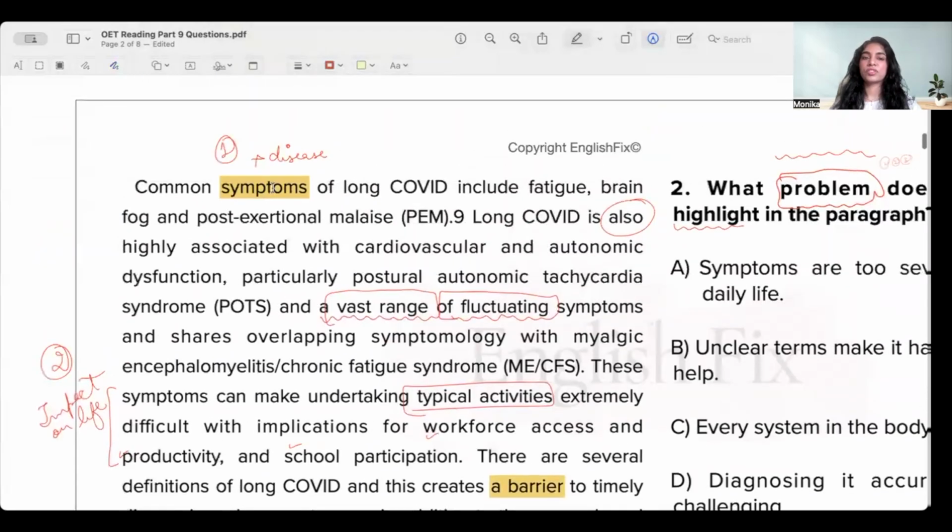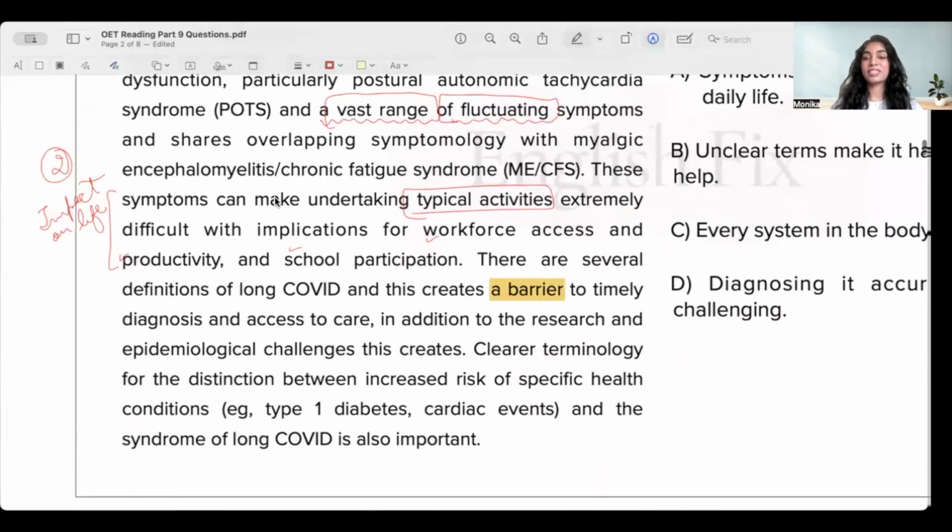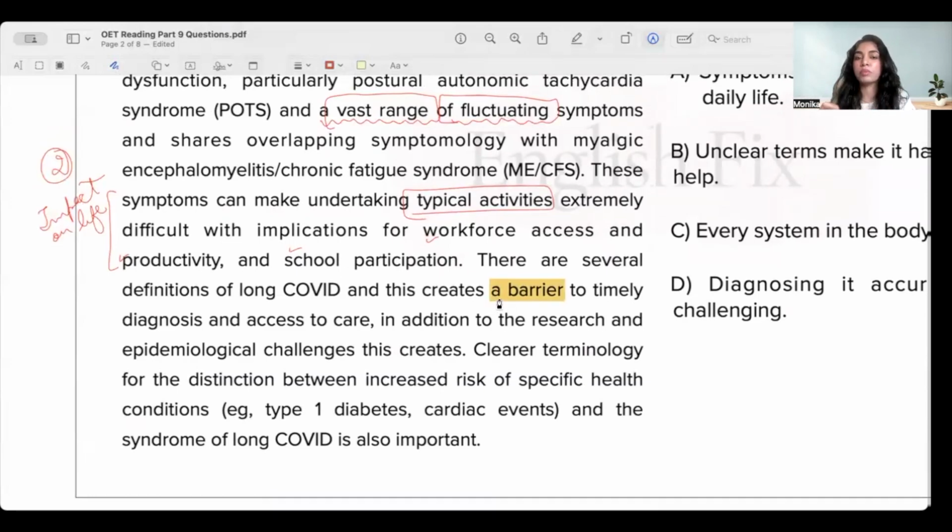Listen, when you use the word symptoms, obviously, if you have a symptom, you will call it a symptom. When you have a disease condition, I've called it a disease condition. I had no choice but to use the word symptoms and disease here. But here they had a choice to use the word barrier. They could have used another word, but they have used barrier because they want to highlight that, listen, this is a problem. So this is the third thing. What creates a barrier? You could also get this question in your exam. What is this referring to? So this is referring to several definitions of long COVID. Several definitions of long COVID is actually creating a problem. So several definitions of long COVID is the third thing which is problematic.